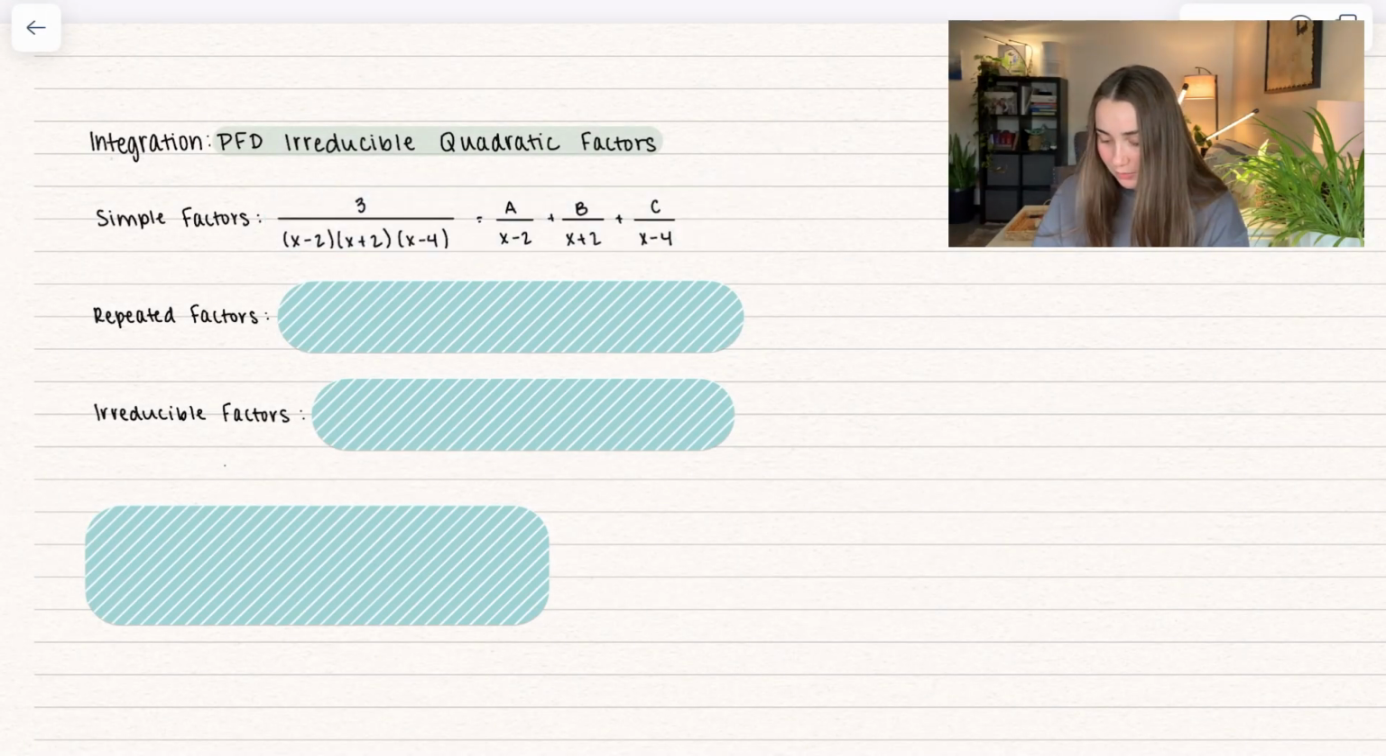So when we have a simple factor, so x minus 2, x plus 2, x minus 4, there's no repeats of them, they're very unique. We just split them up, each with their own individual scalar with their own fraction, right? Those ones we do nothing special with.